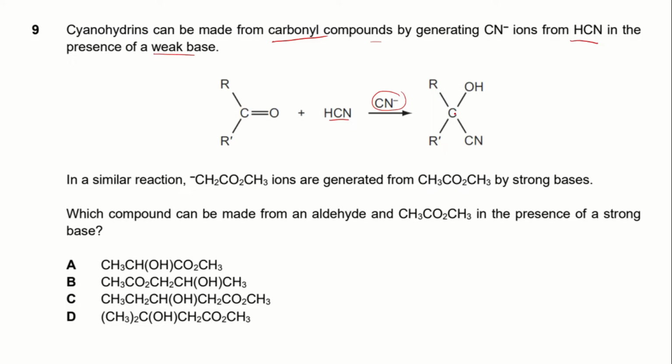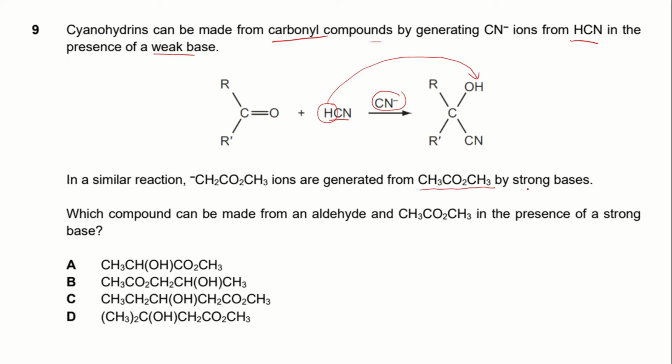A new bond is formed between the C and CN, and the H here will be accepted by the oxygen and form a hydroxyl group. Now, they say that we are supposed to use this for a similar reaction. The similar reaction, we have CH3CO2CH3 replacing the HCN in this equation.